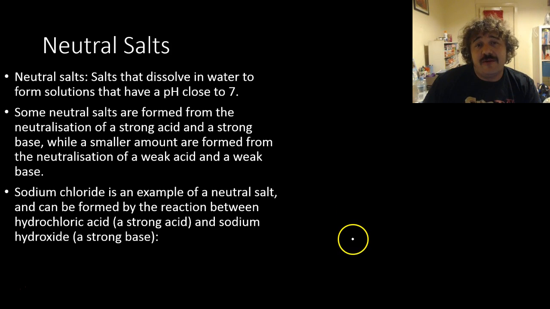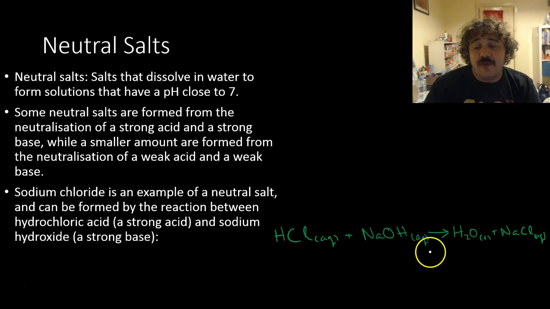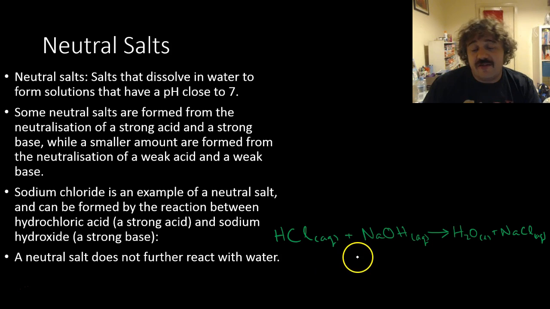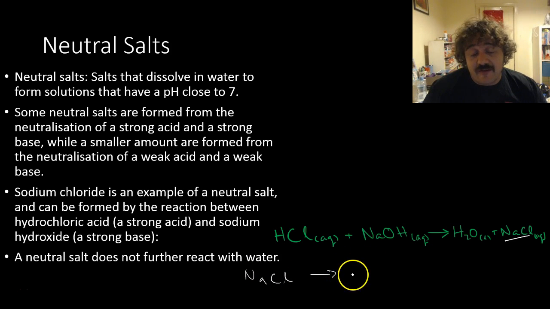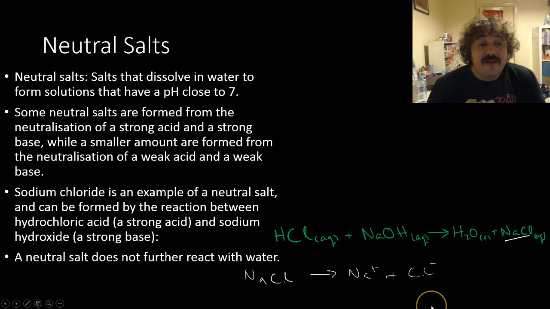Sodium chloride comes from mixing hydrochloric acid and sodium hydroxide together, a strong acid and a strong base. When you put sodium chloride in the water, though, it does not react further. It just dissociates. So if we were to put that in water, all we would get is NaCl going to an Na+ ion and a Cl- ion. That's all you would get.